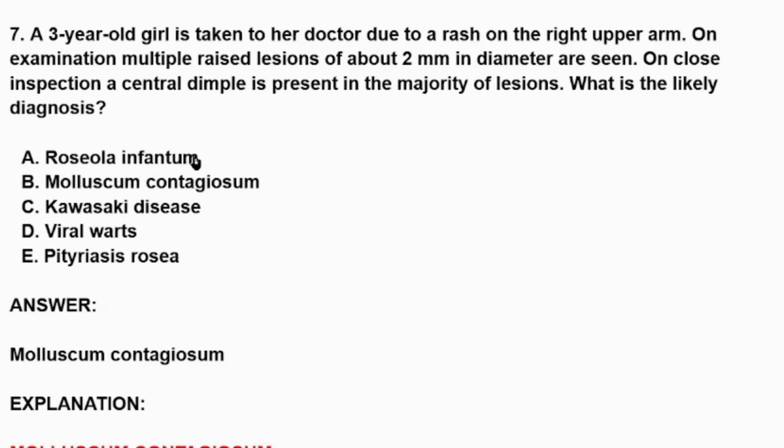A. Roseola infantum. B. Molluscum contagiosum. C. Kawasaki disease. D. Viral warts. E. Pityriasis rosacea. Okay, here we have a 3-year-old girl taken to the doctor due to a rash on the right upper arm. We can see multiple raised lesions of about 2 mm in diameter on examination with a central dimple in their lesions. The central dimple is important in these lesions, and the most likely cause is Molluscum contagiosum.